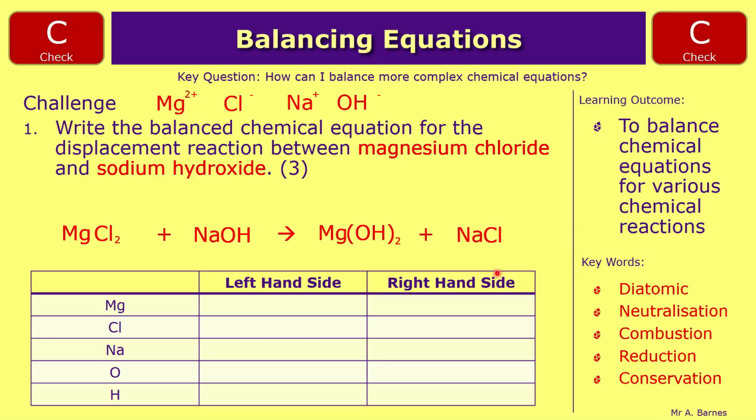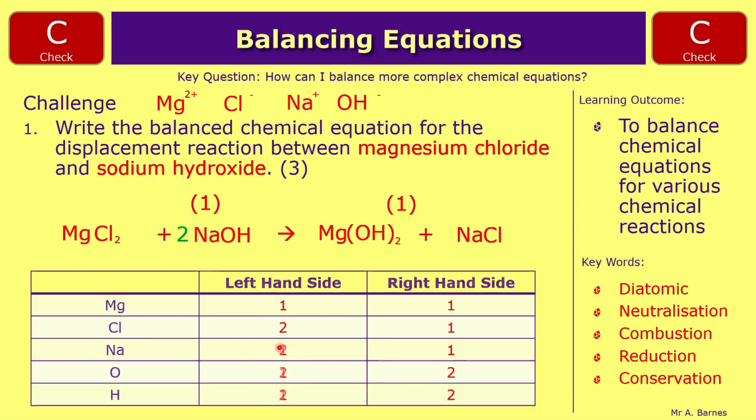Then you need to actually count up how much you've got. So I've got 1 magnesium and 2 chlorines, 1 sodium, 1 oxygen and 1 hydrogen on my left hand side, 1 magnesium, 1 chlorine, 1 sodium, 2 oxygens and 2 hydrogens. We then need to balance it, so choose one. So I'm going to choose NaOH because I've got 2 oxygens and 2 hydrogens on the right, and I've only got 1 on the left.